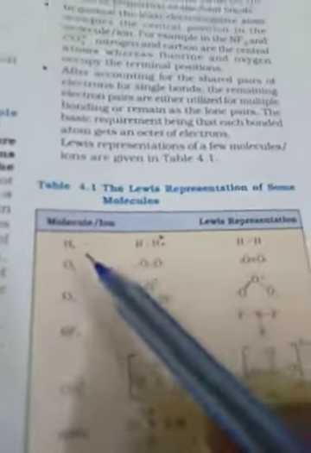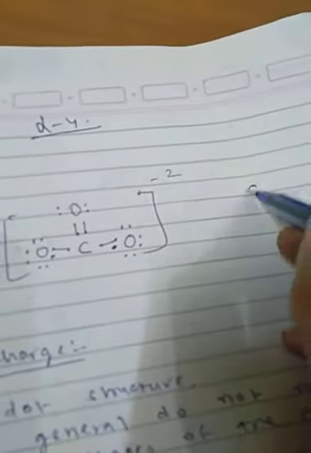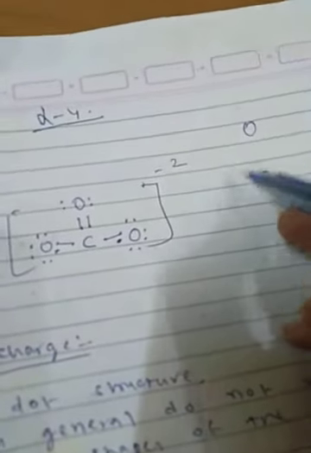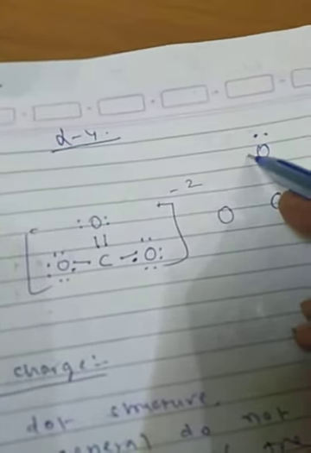Okay, so again I am making you practice this table 4.1. Already I taught you S2, O2, O3, NF3. Again I am explaining CO3 minus 2. See how you have to do it. See CO3: oxygen, oxygen and oxygen. You give the valence electrons. You know the valence electrons of oxygen are 6.